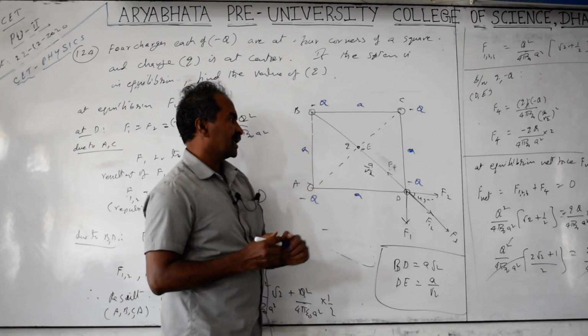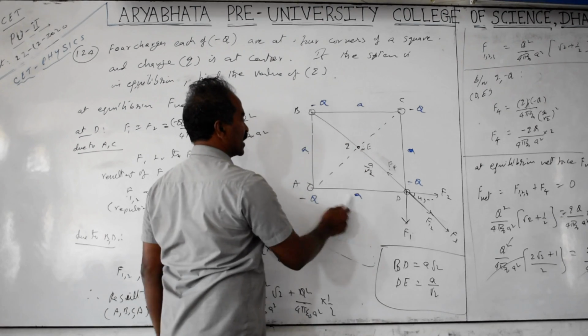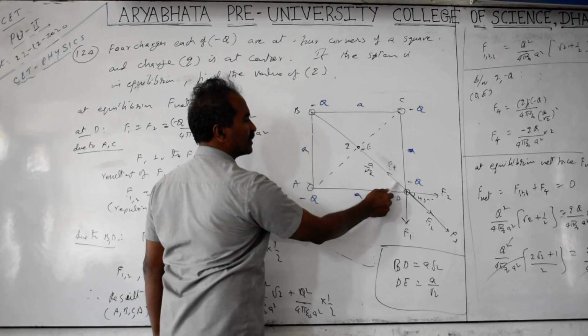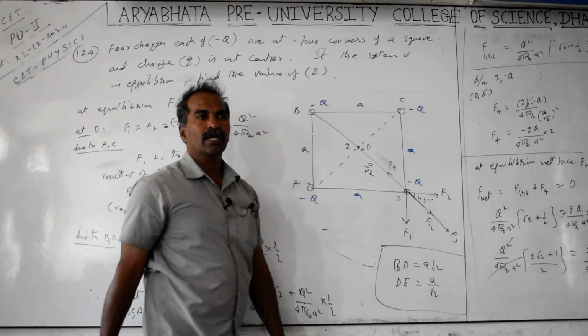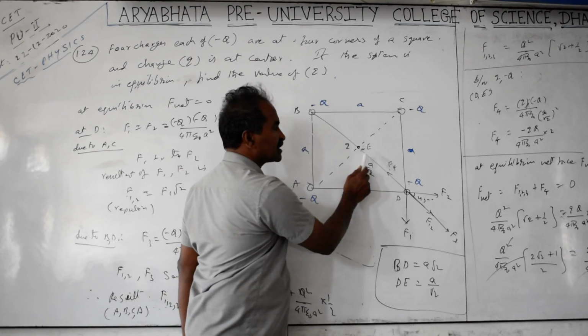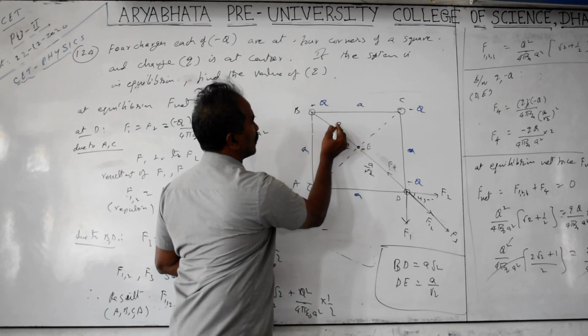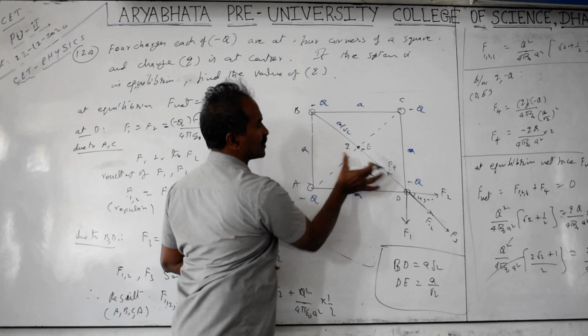Side length is a. If the length is a, then the diagonal becomes a root 2. Using the Pythagoras theorem with a and a, theta 90 degrees, the hypotenuse becomes a root 2, the total length. But from the center to any corner, the distance becomes a by root 2. This is a by root 2, this is also a by root 2, and this is also a by root 2.